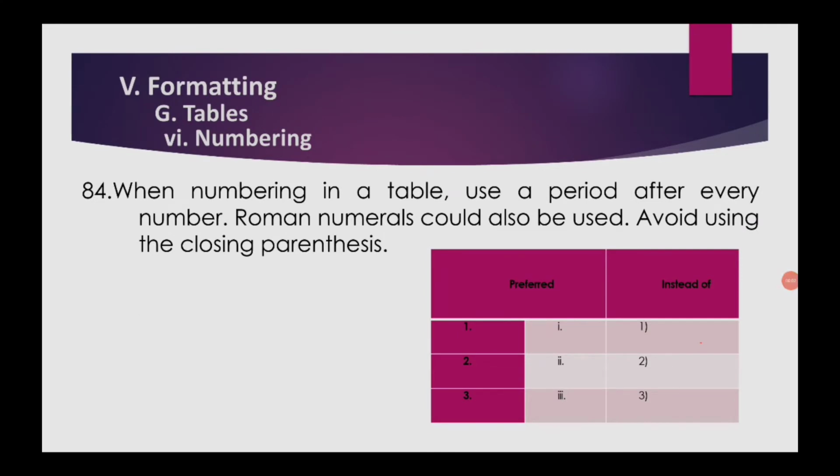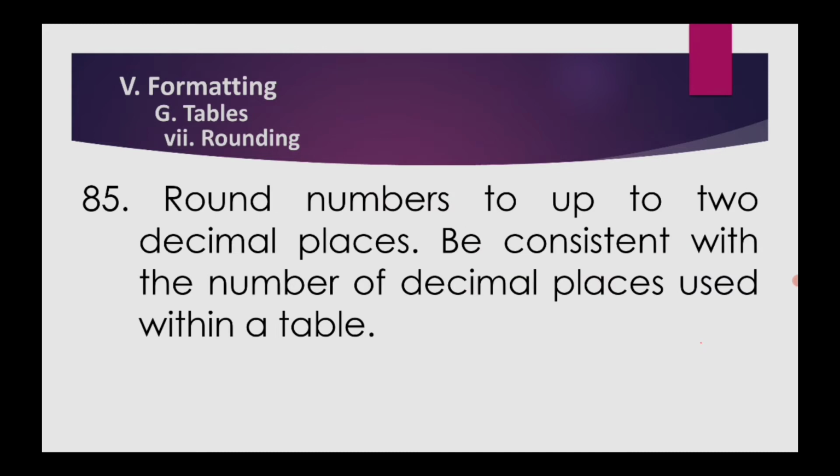Numbering. When numbering in a table, use a period after every number. Roman numerals could also be used. Avoid using the closing parenthesis. Okay, so as you see in the example, preferred is the period instead of the closing parenthesis. Rounding. Round numbers to up to 2 decimal places. Be consistent with the number of decimal places used within a table.